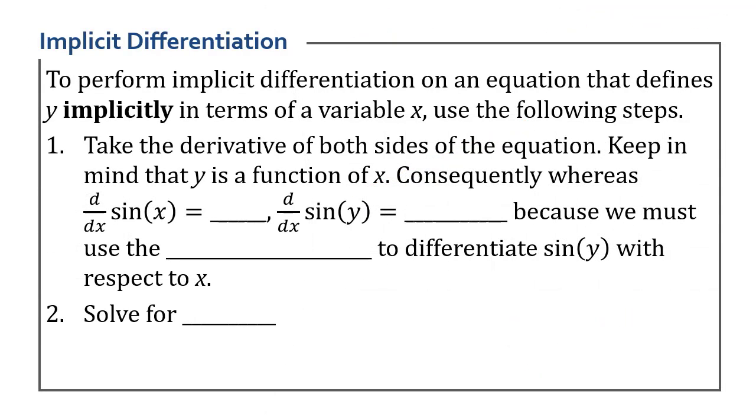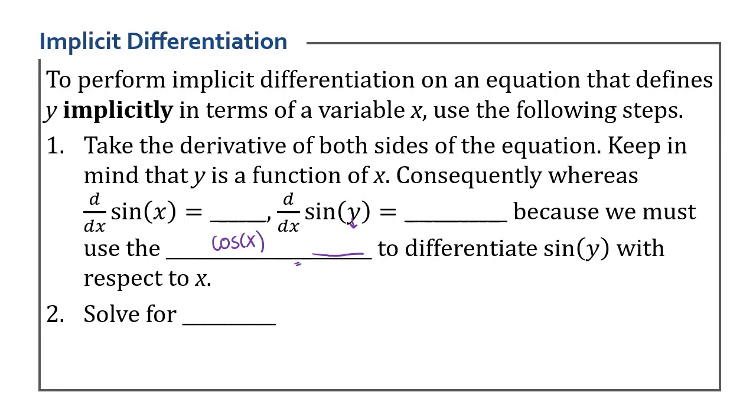So implicit differentiation. To perform implicit differentiation on an equation that defines y implicitly in terms of a variable x, use the following steps. Take the derivative of both sides of the equation. Keep in mind that y is a function of x. Consequently, whereas the derivative with respect to x of sine of x is cosine of x, if we're taking the derivative with respect to x of the sine of y, notice this is y, not x.